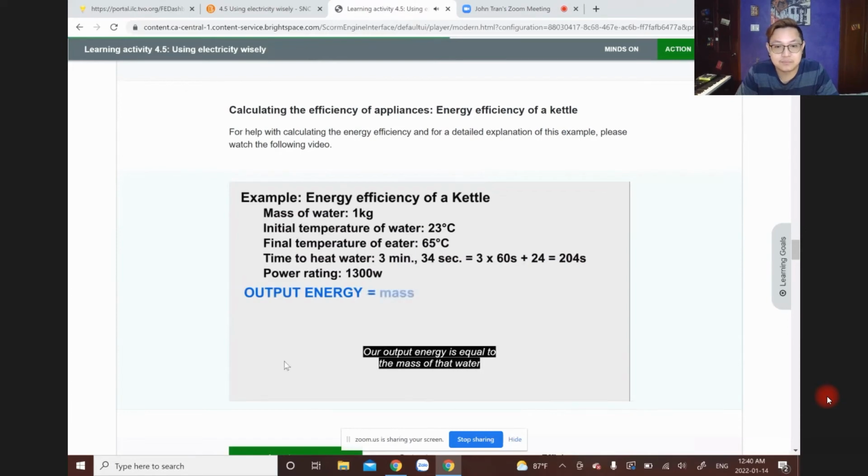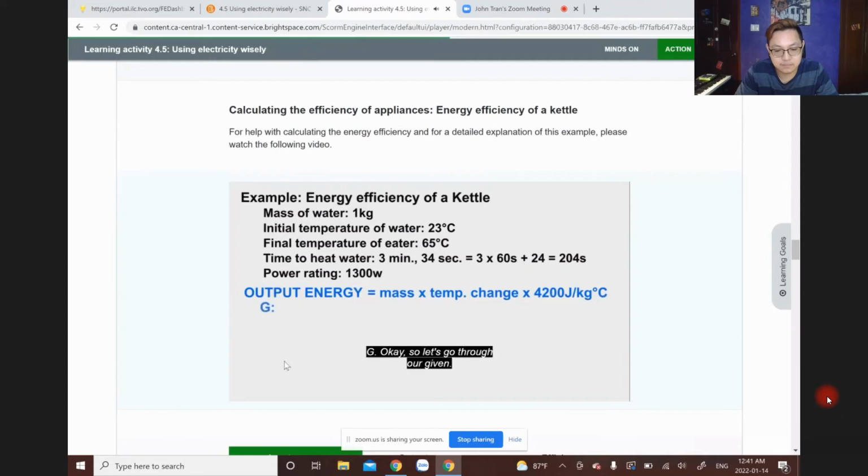Energy is equal to the mass of that water in kilograms times the temperature change in degrees Celsius times 4,200 joules per kilogram degrees Celsius. That number, 4,200 joules per kilogram degrees Celsius, is a constant that is always used for water and is called its specific heat capacity. So if you're ever calculating the amount of energy going into changing the temperature of water, you would use that constant right there. Other substances have different specific heat capacities.